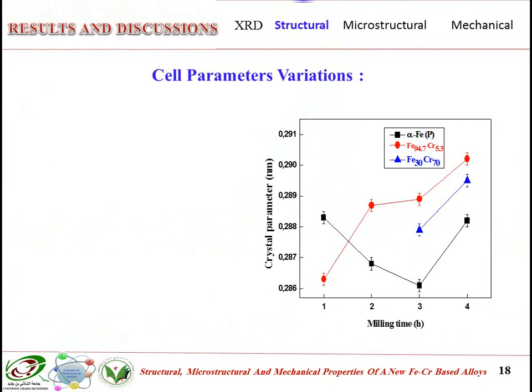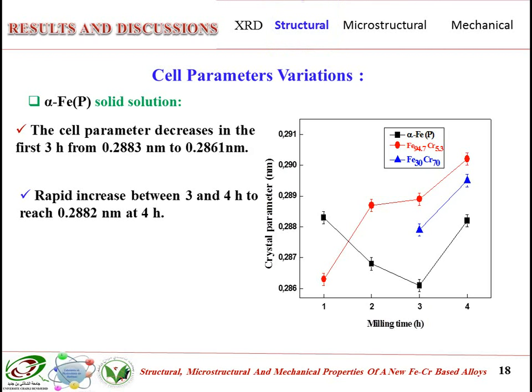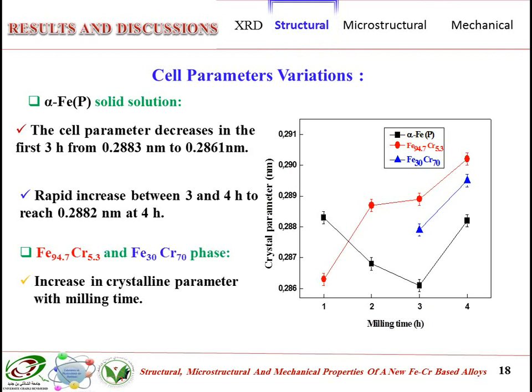This change in lattice parameter with milling time results in crystal lattice compression or elongation. For the solid solution, the cell parameter decreases in the first 3 hours from 0.2883 nanometer to 0.2861 nanometer, then a rapid increase between 3 and 4 hours to reach 0.2882 nanometer at 4 hours. Increase in crystalline parameter with milling time.